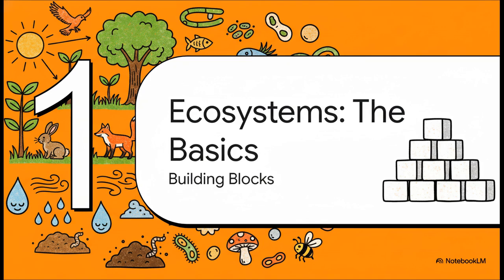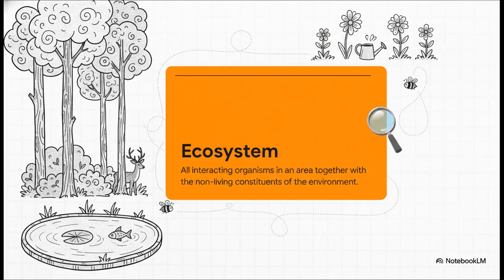All right, first things first, let's talk about ecosystems. You see, to understand our environment, we really need to start with the basic building blocks. So what exactly is an ecosystem? Well, it's quite simple. It's an area where all the living things, the organisms, interact with each other and also with their non-living surroundings. Think about a forest or a pond or even a small garden. They are all perfect examples of ecosystems.